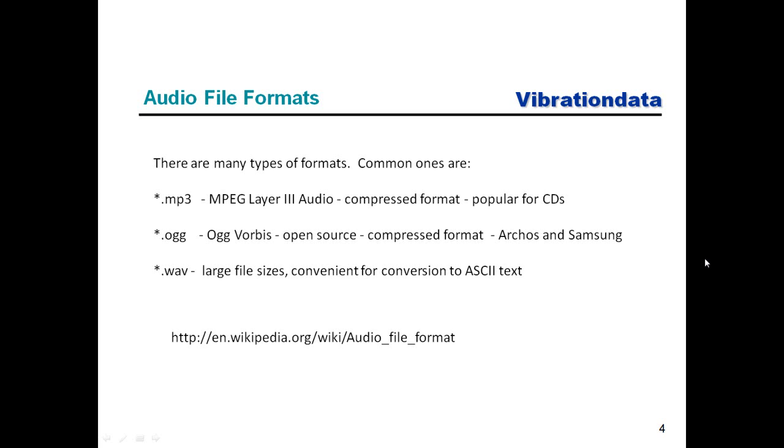Then there is the WAV format, and this format has very large file sizes, but it's a very convenient file format for converting that sound file into ASCII text data. And for our purposes, we do need to convert our sound file into ASCII text data so that we can do some post-processing in Matlab or in Python. And if you'd like to know more about different types of audio formats, there's a Wikipedia site that you can go to.